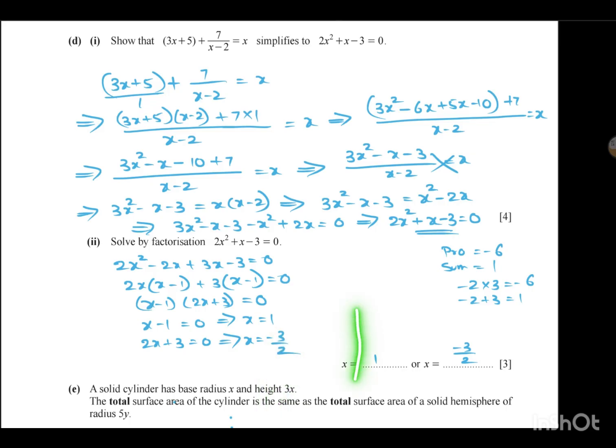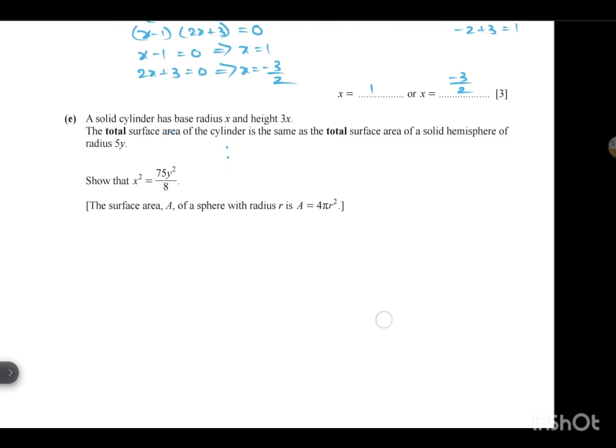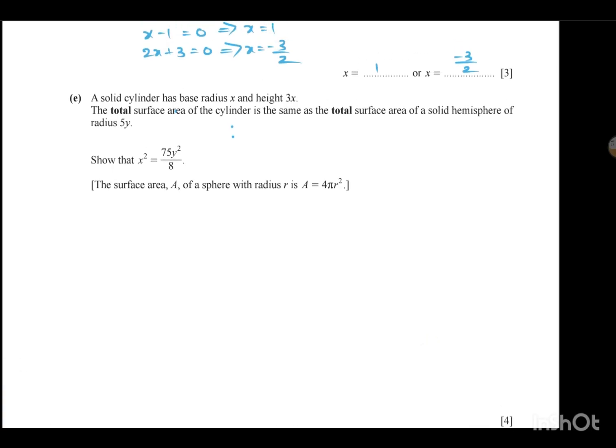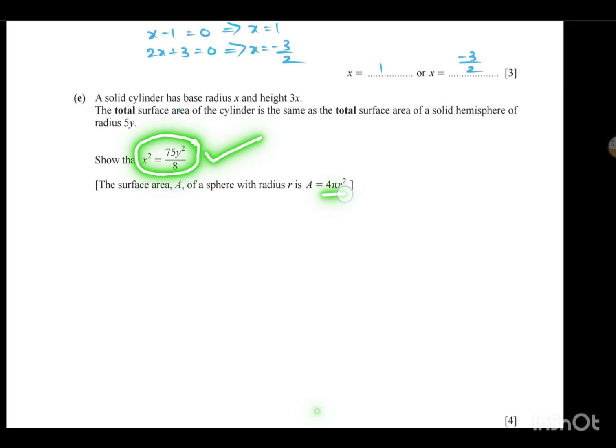Now next is E. A solid cylinder has a base radius x and height 3x. The total surface area of the cylinder is same as the total surface area of the solid hemisphere of radius 5y. Show that x square is equal to 75, y square is equal to 8. We need to show this.